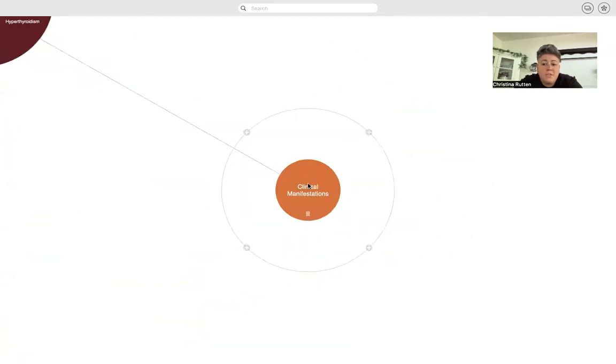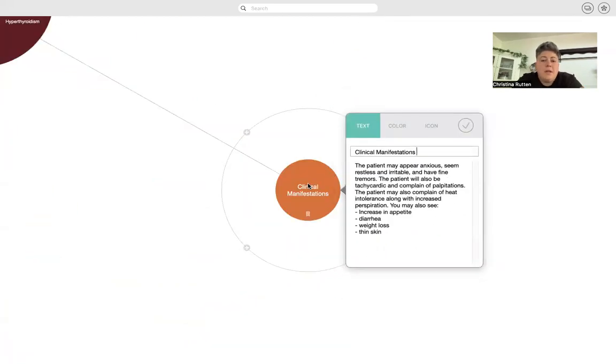Clinical manifestations. The patient may appear anxious, seem restless and irritable, and have fine tremors. The patient also may be tachycardic and complain of palpitations. The patient may also complain of heat intolerance, along with increased perspiration. You may also see increase in appetite, diarrhea, weight loss, and thin skin.